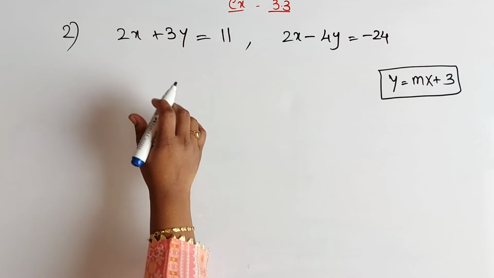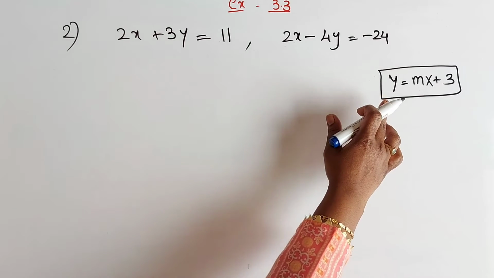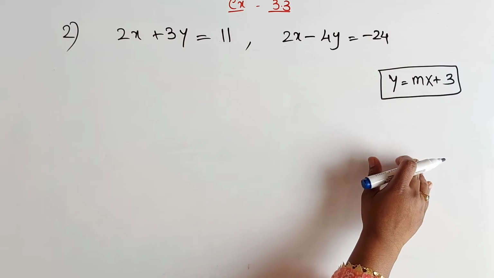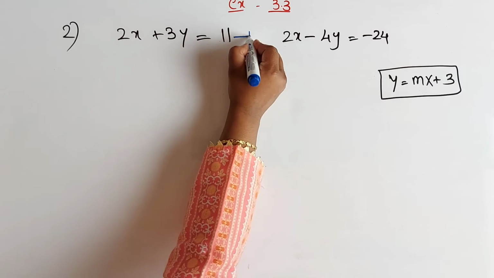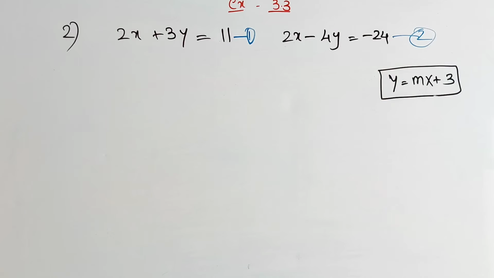Second question: solve 2x plus 3y equal to 11 and 2x minus 4y equal to minus 24 and hence find the value of m for which y equal to mx plus 3. Here they have given two equations, children. This is the first equation and second equation. The same substitution method we can use here.